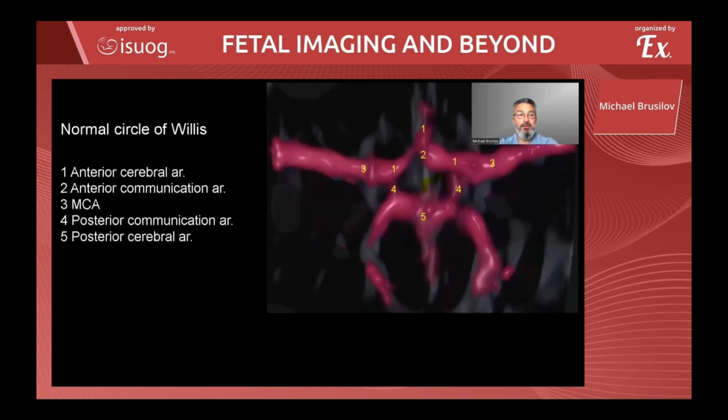Now we'll speak about the normal circle of Willis. The circle of Willis is composed of the anterior cerebral artery, anterior communicating artery, middle cerebral artery, posterior communicating artery, and posterior cerebral artery. It's a very important part of the blood supply of the brain.